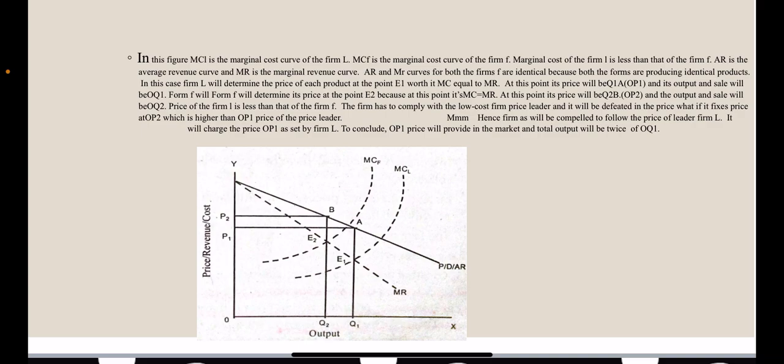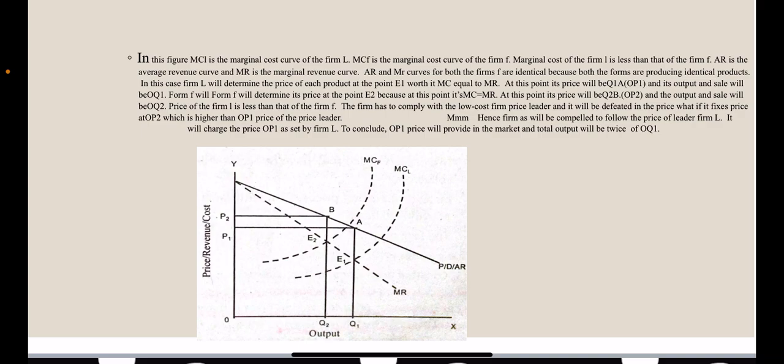It will charge the price OP1 as set by the firm L. It will also produce OQ1 output, which is the equilibrium output of the leader firm L. To conclude, OP1 price will prevail in the market and total output will be twice OQ1.